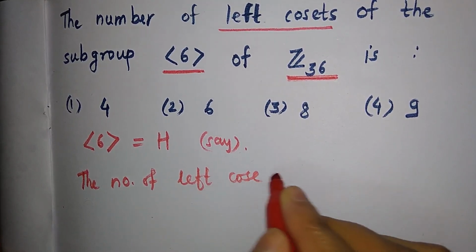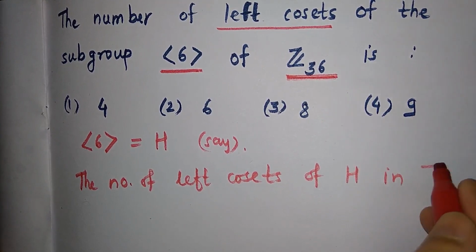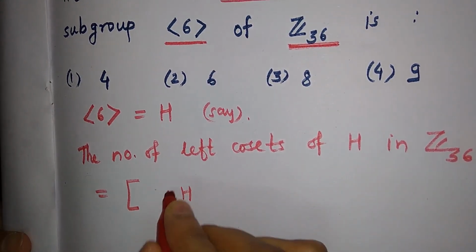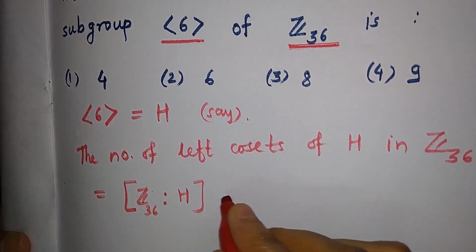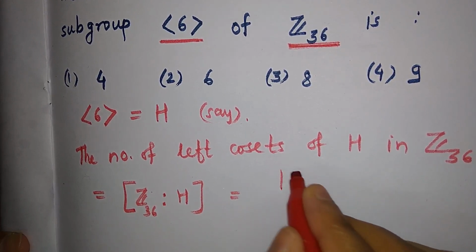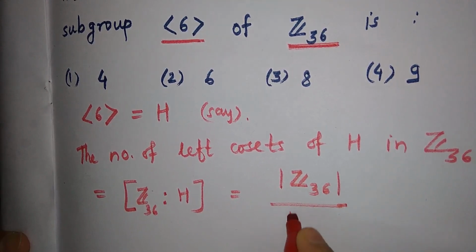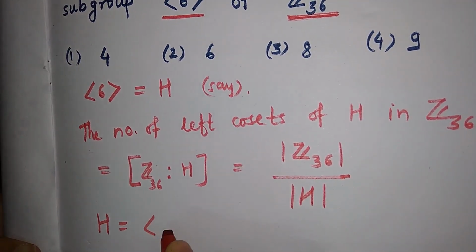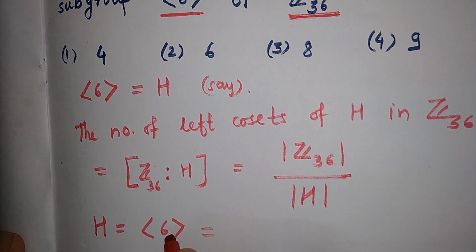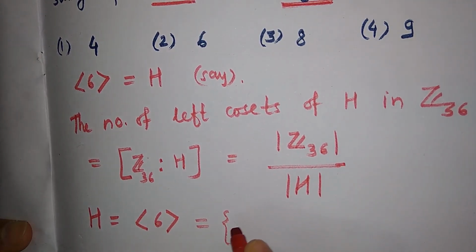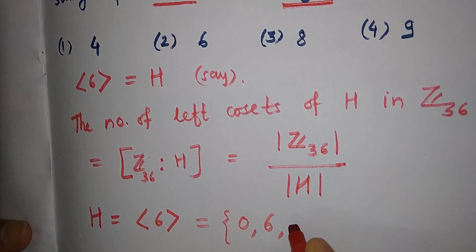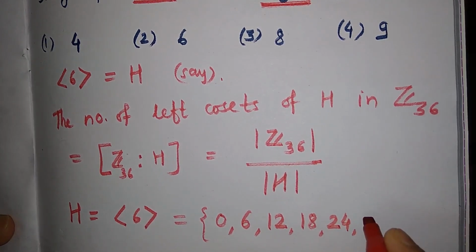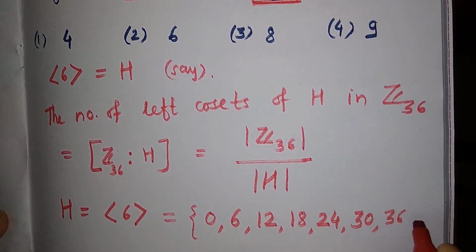left cosets of H in the group Z36 is equal to the index of the subgroup H in the group Z36. And we know that this is the same as the order of Z36 divided by the order of the subgroup H. So what is the order of this subgroup H? H is the subgroup generated by 6. So these are just multiples of 6. Start with 0, because 0 into 6 is 0. So 0, then 6, 6 into 2 is 12, 6 into 3 is 18, 6 into 4 is 24, 6 into 5 is 30, then 6 into 6 is 36, and so on, right?